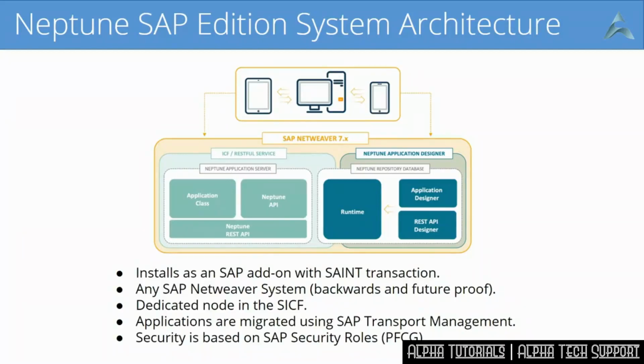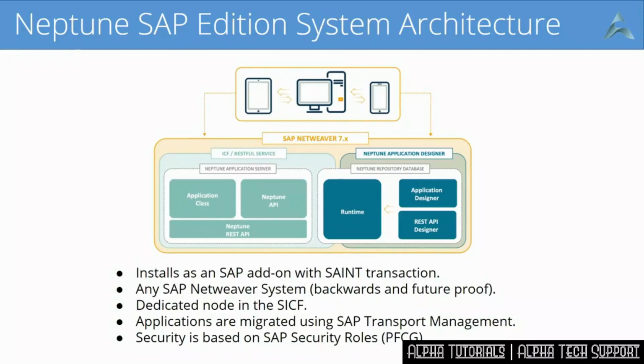Applications are migrated using the SAP Transport Management System. So this was huge to IT nerds like myself. How do we manage the life cycle, the transport mechanisms of deploying applications to a 3-tier architecture or 3-tier landscape of dev, QA, and production, right? Without losing track of what version we're on and that kind of stuff.